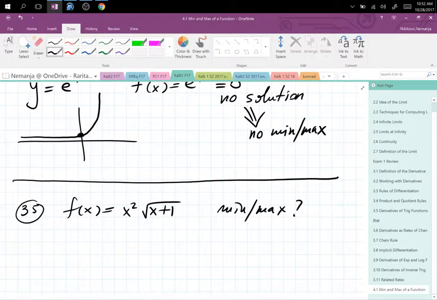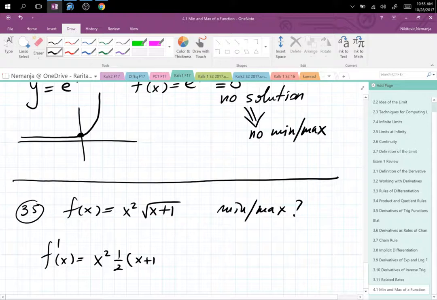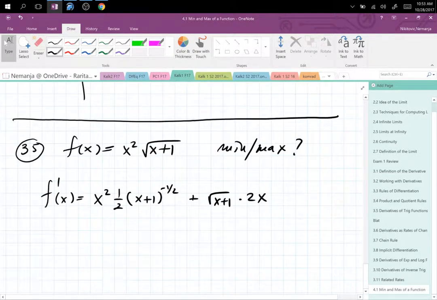So we find the derivative, set it equal to 0, and work out the details. How do I find the derivative? What should I do? Product rule. Copy the first, times the derivative of the second, plus copy the second times the derivative of the first. And now we need to clean this up.